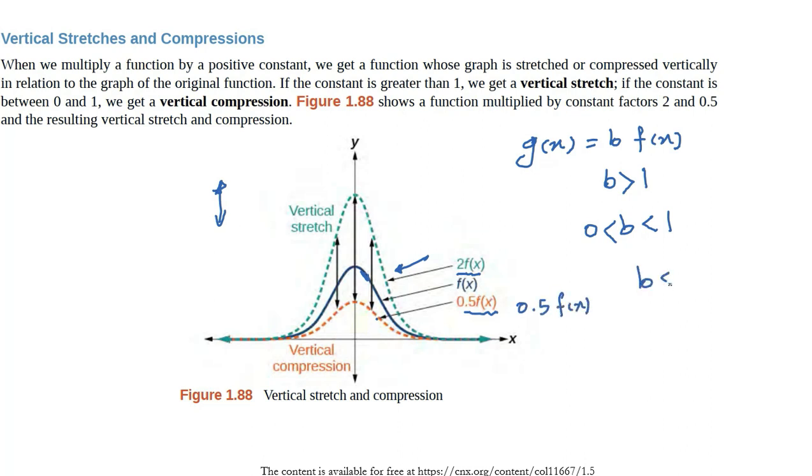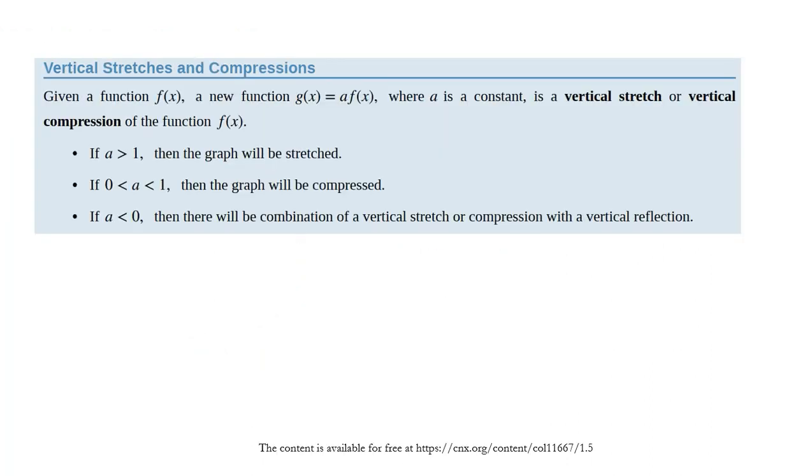And if b is less than 0, it's a combination of stretch and compression. So here we have f of x, and we will have vertical stretch or vertical compression. If a is more than 1, then stretch. If a is between 1 and 0, then compressed, and if a is less than 0, then it's a combination of compression, reflection, and stretch.